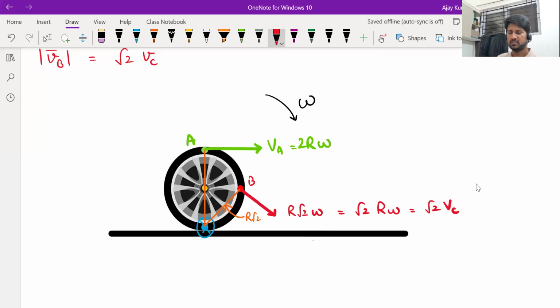Is this clear to both of you, Rishi, Aishwarya? Yes, sir.